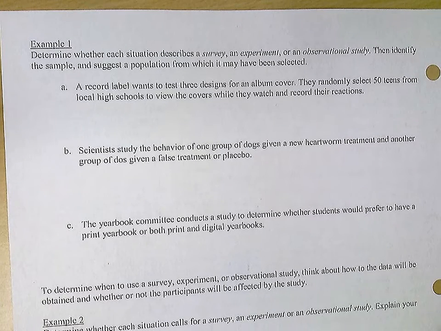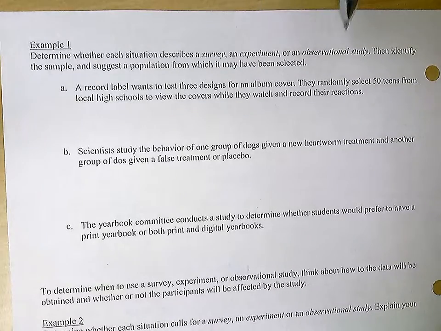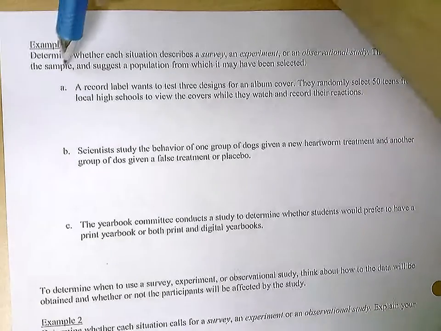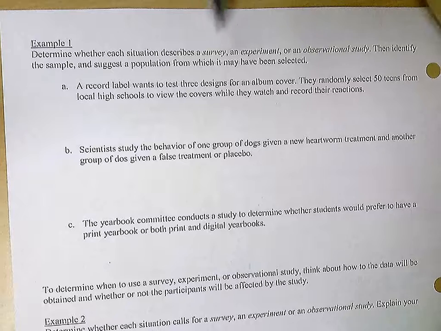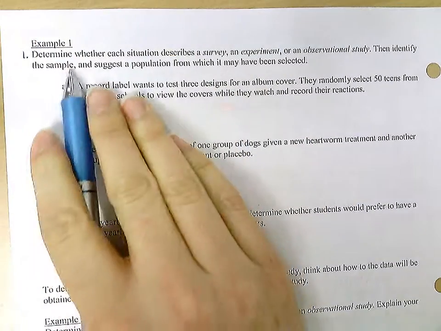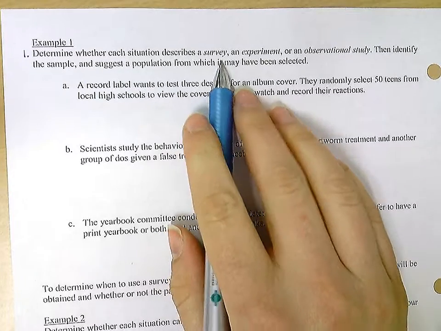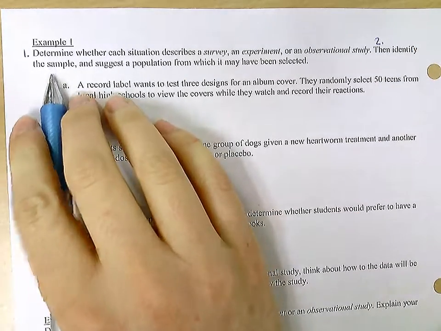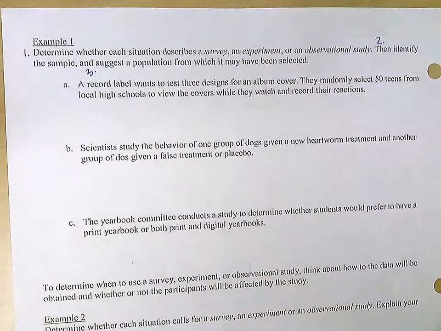So if you go to the back here, Example 1, we want to determine whether each situation describes a survey, an experiment, or an observational study. So those are the 3 that we went over on the bottom on the front. Then we want to identify the sample and then suggest the population from which it may have been selected. So there are 3 different things that we have to include in our answer here. The first is to determine whether it's a survey, experiment, or observational study. The second is to identify the sample. And the third is to suggest the population from which it came.